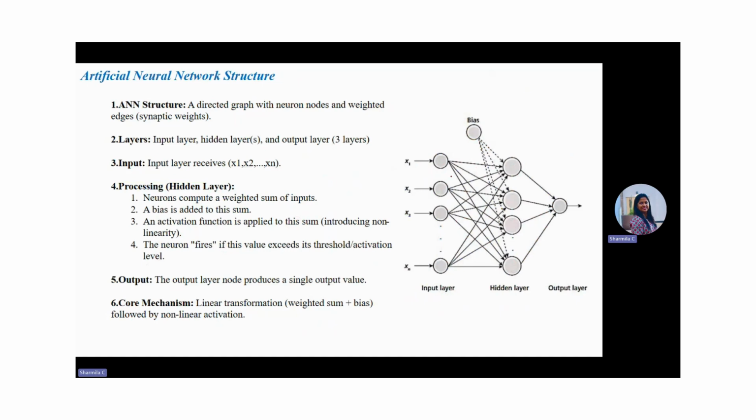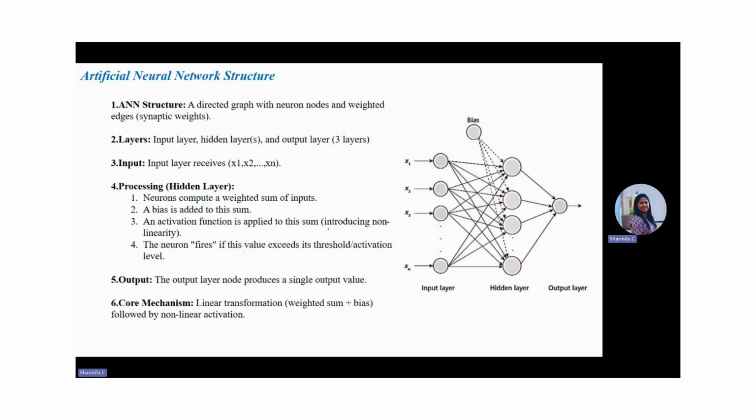So we have 3 different types of layers: input, hidden, as well as the output layer, where the input layer receives the input. Then processing is done by the hidden layer. Neurons compute a weighted sum of inputs. The bias is added to the sum. The activation function is also applied to the sum. And finally, the neuron fires if the value exceeds the threshold or the activation level. And coming to the output layer, the output layer node produces a single output value.